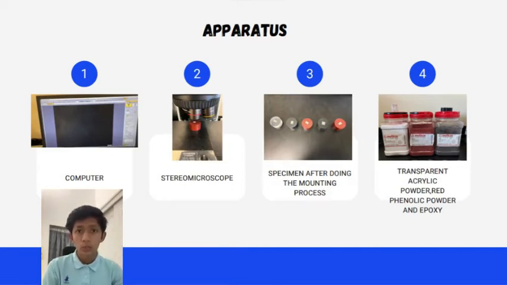So today I will continue the presentation by telling you about the apparatus and also the procedure of this experiment. So the apparatus is, we have the computer, which is to open the software and snap the specimen picture or result. And then we have a stereo microscope to observe the specimen. Next we have the specimen after doing the mounting process, and also we have the transparent acrylic powder, red phenolic powder, and also epoxy. So those are the apparatus for this experiment, and then we proceed to the procedure.